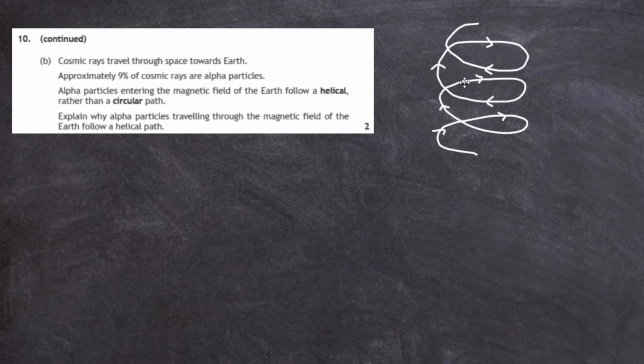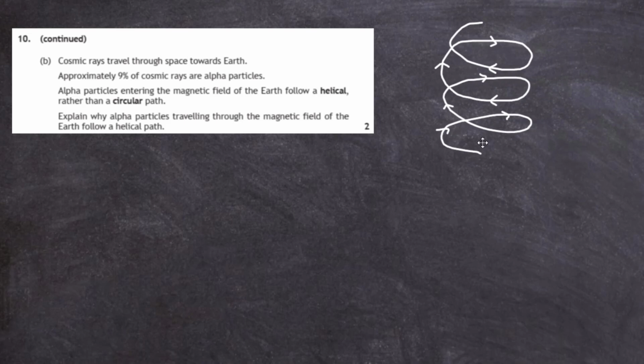Question 10 continued, Part B. Cosmic rays travel through space towards the Earth, and approximately 9% of cosmic rays are alpha particles. Alpha particles that enter the magnetic field of the Earth follow a helical rather than a circular path. And for 2 marks, we're asked to explain why alpha particles travelling through the magnetic field of the Earth follow a helical path. Well, here's an example of a helical path.